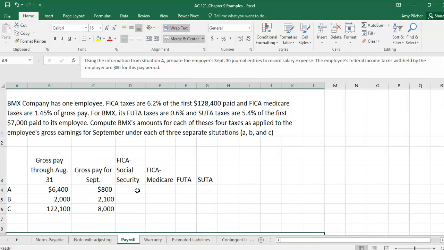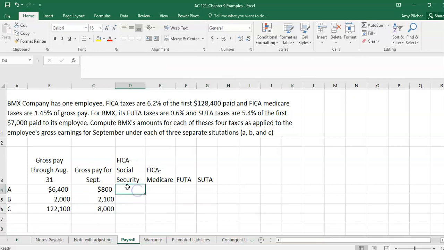For FICA Social Security, those are paid on the first $128,400. After an employee earns $128,400 for the year, they stop paying Social Security until their pay resets at the beginning of the next year. So for this employee, they have not hit $128,400 for the year. So their entire $800 pays Social Security tax.